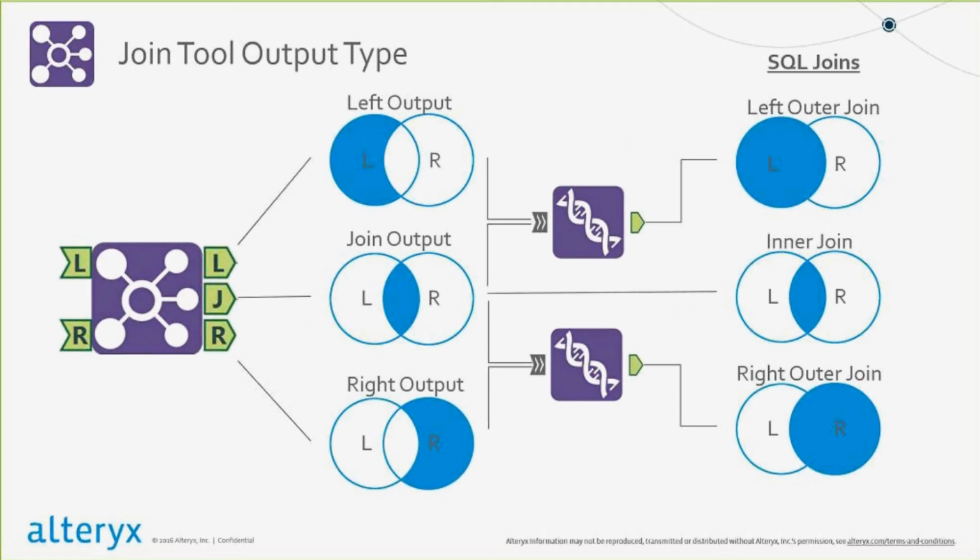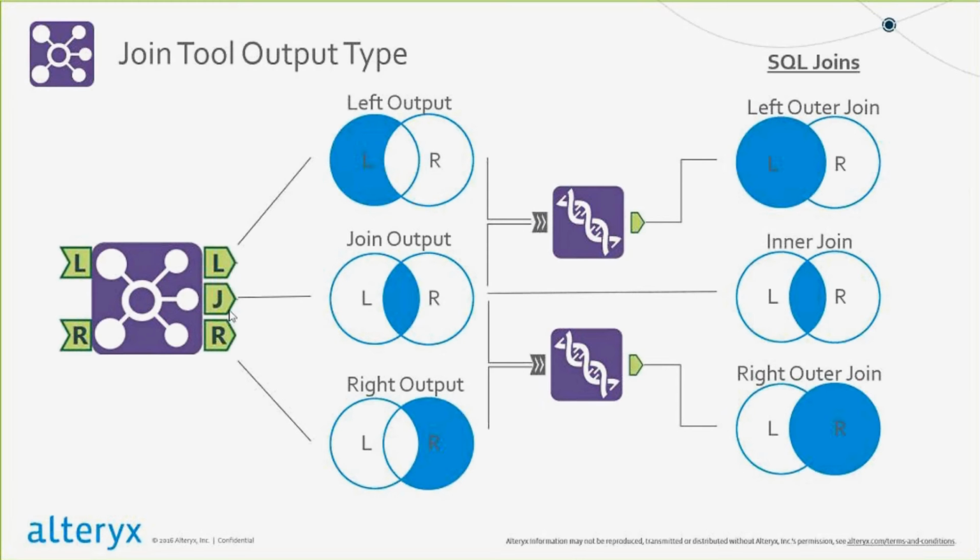Now, what I will call out is some of the difference in what to expect from the output of the join tool. When we talk about SQL, we usually talk about inner joins, outer joins, left outer joins, right outer joins, and some cross joins. The join tool has 3 outputs. The J corresponds with the inner join. So if you ever want to replicate that inner join capability, tap into that output.